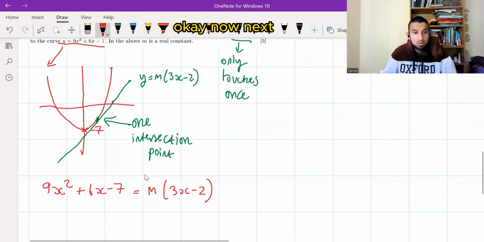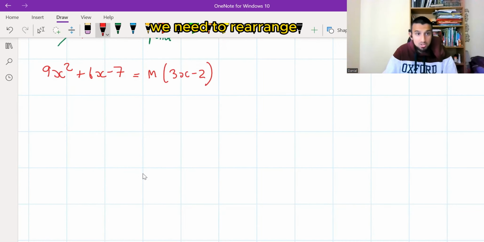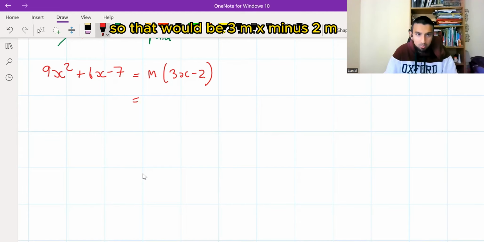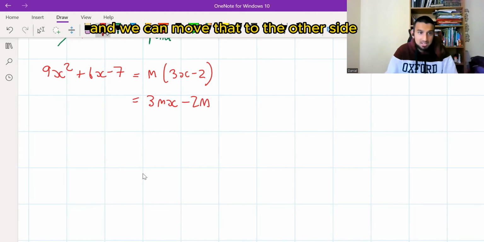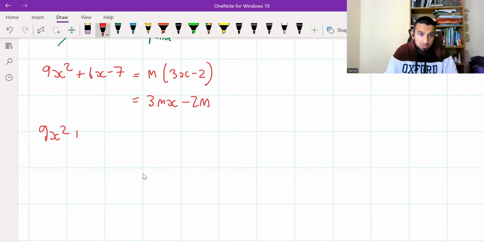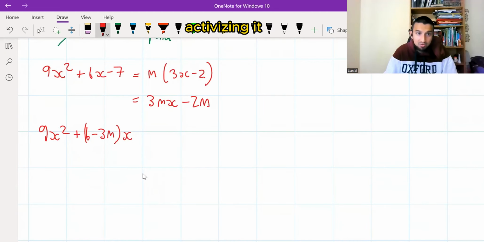Now next, what do we do? We need to rearrange, so we can expand the brackets to start off with. That would be 3mx minus 2m, and we can move that to the other side, so that becomes 9x squared plus 6x minus 3mx, which we can write as (6 minus 3m)x, factorizing it, then minus 7 plus 2m will equal 0.